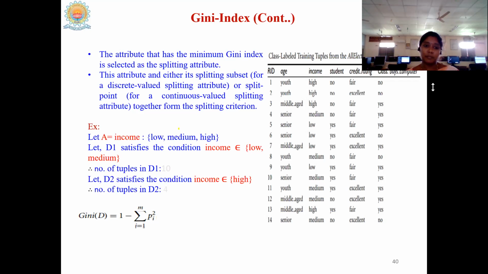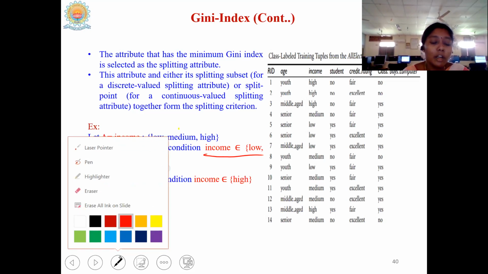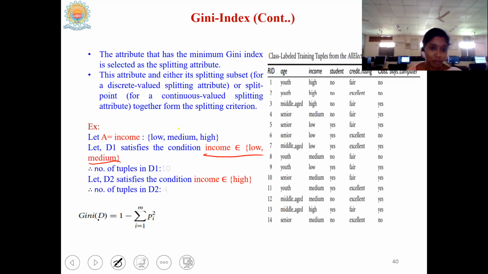Let's consider income as the attribute we have selected first, consisting of 3 values: low, medium, and high, right? And here is the splitting subset we have selected. What is the splitting subset? Income belongs to low and medium. So what are the elements of the subset? Low and medium. What tuples fall under that subset? How many tuples are there from the data set for which income is either low or medium?